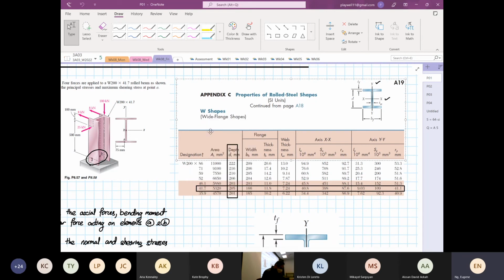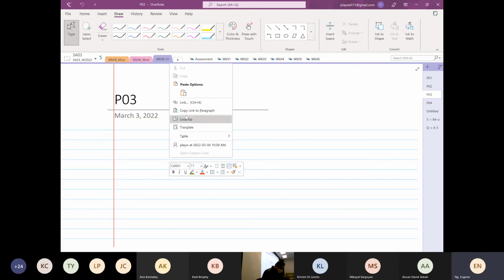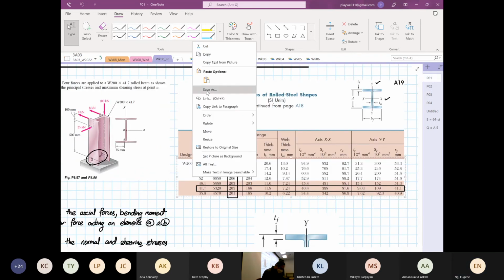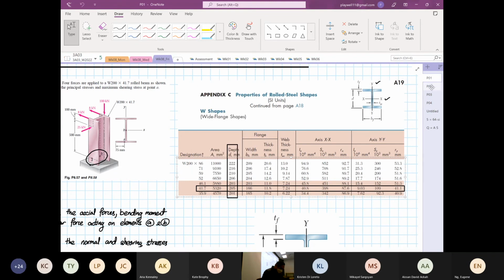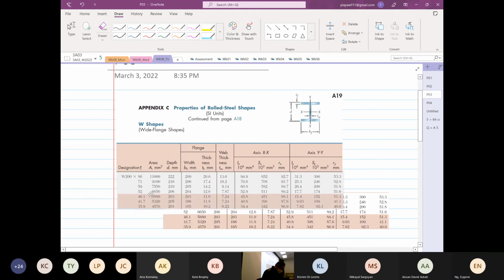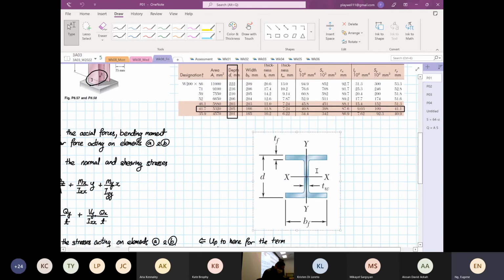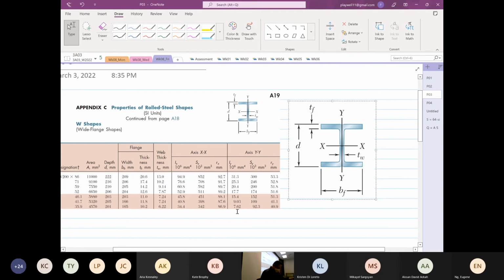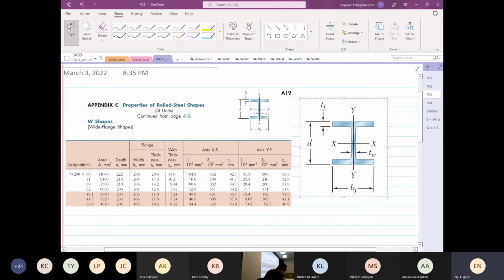So I'm going to copy this. As I said, you have all this on Avenue. Okay, we have this. And then I'm going to put our... okay. So we're going to assemble everything. Now we need to extract the information. So this is the beam that we are using.